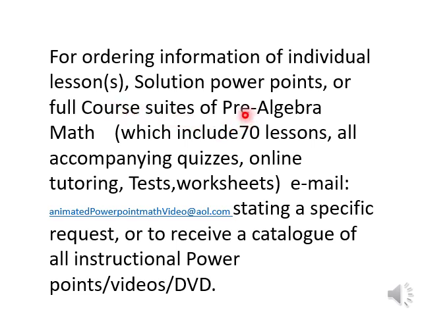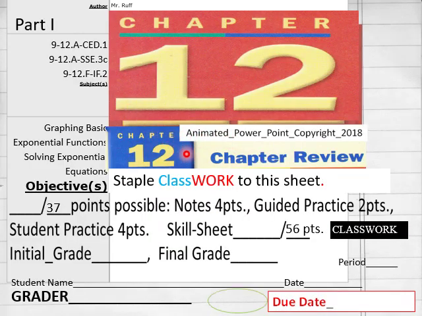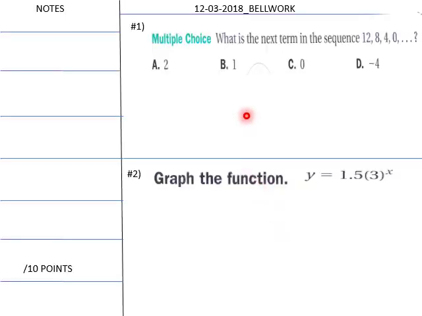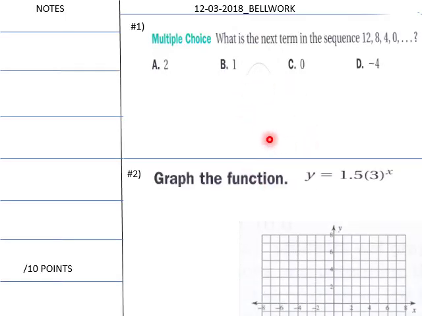Hello everybody, we're getting ready to do a lesson, chapter 12, review and summary of pre-algebra math today. Chapter 12, review and summary, has 56 points on your class worksheet and 37 points on your notebook guide or your notebook. Students, put your name, date, period here, and then due date here for onliners and homeschoolers. Let's go right into today's bell work, okay?